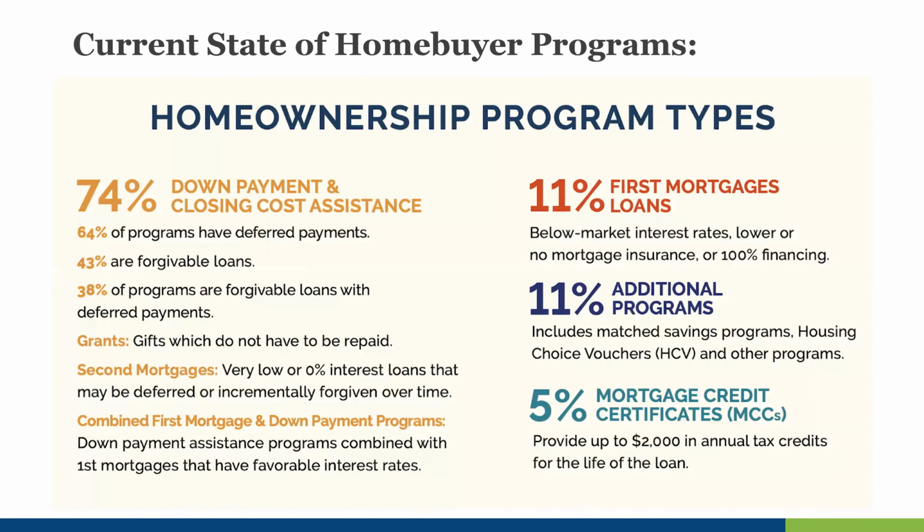Now, across the country, 74% of the homeownership programs we track are some form of down payment or closing cost assistance. We also track affordable first mortgage loans, which typically come from your state housing finance agency in your state. In Washington, that is the Washington State Housing Finance Commission, otherwise known as the Commission. We also track mortgage credit certificates where they are available, and some other kind of outlier programs.